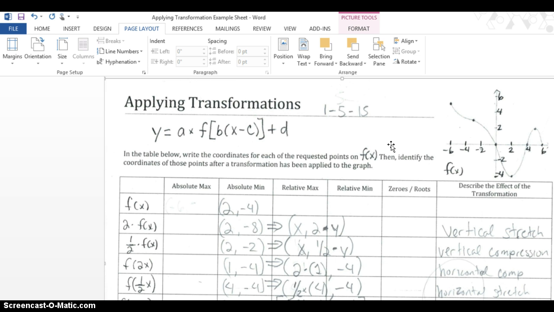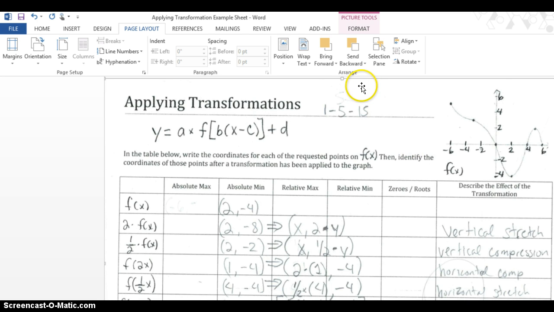Now absolute can be at endpoints. Remember, relative or local max or mins cannot be endpoints because you don't have the change in direction. My absolute max is here. It occurs at -6. It's got a y value of 5. My absolute min is also my local min. You can be both a local and absolute. It occurs at (2, -4), okay?